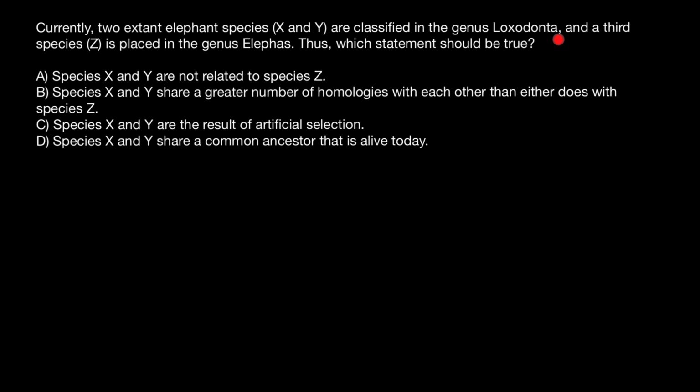Today's question is: currently two extant elephant species X and Y are classified in the genus Loxodonta, and a third species Z is placed in the genus Elephas. Thus, which statement should be true? And here are the variants to choose from.